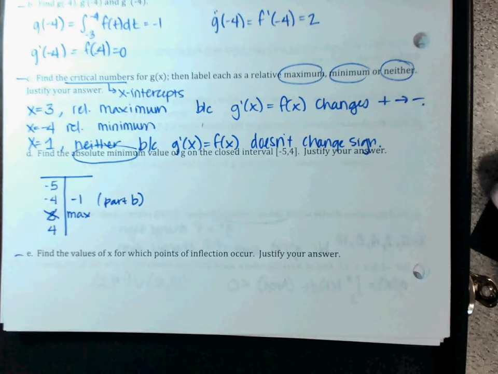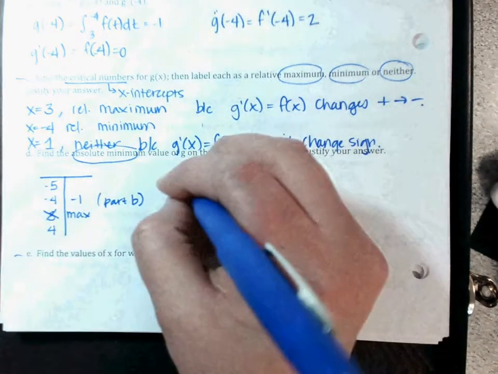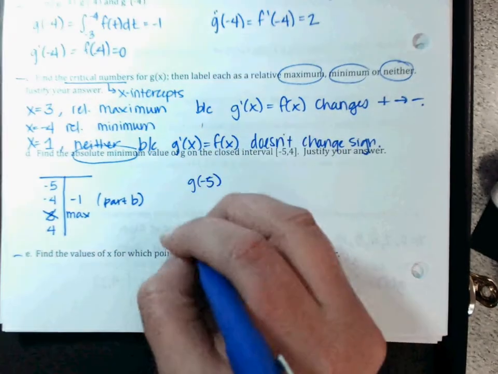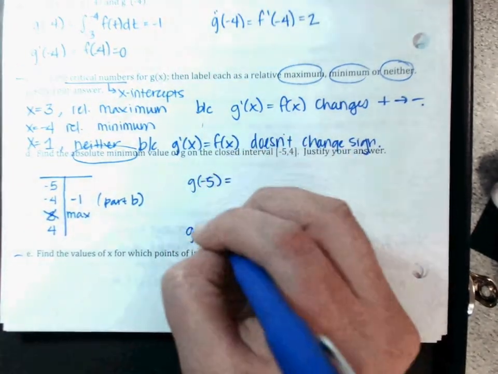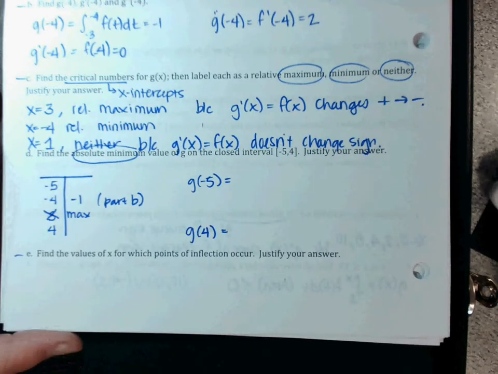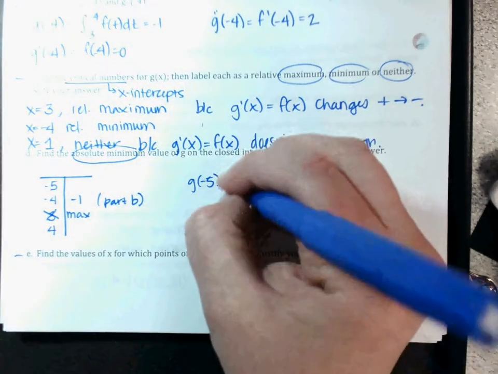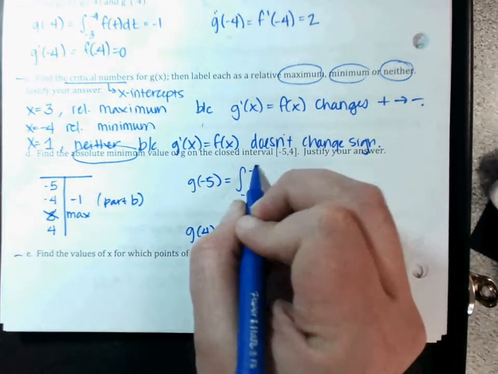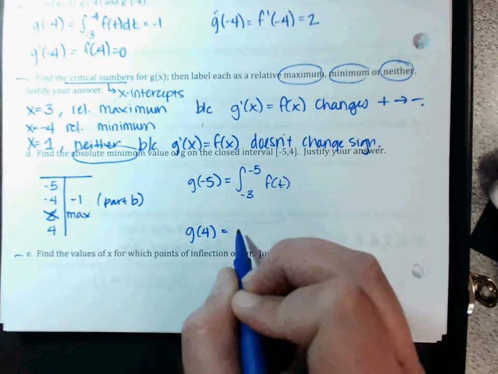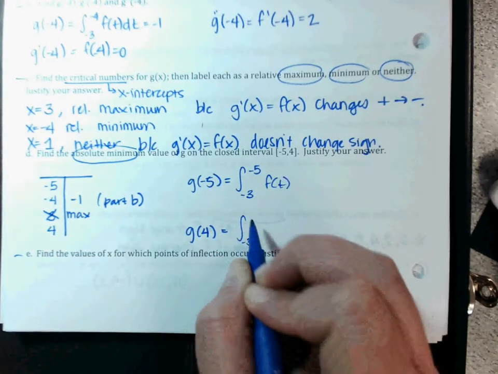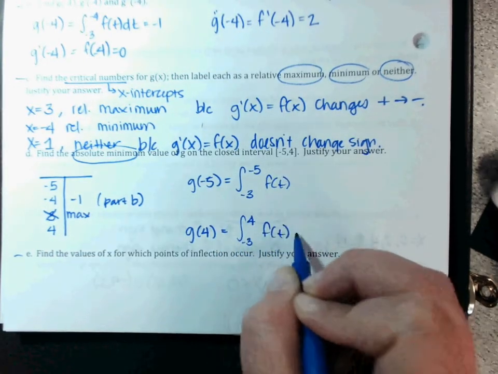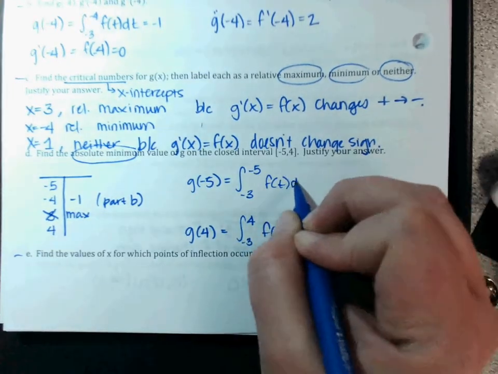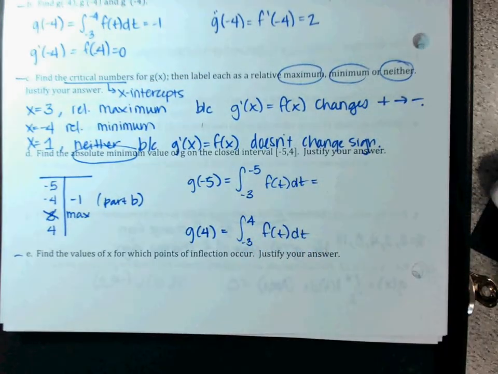Okay, then from here, I need to find negative 5 and I need to find 4. So I'm going to find G of negative 5 first, G of 4 second. And remember that G is the function that still has the integral in it. Where does the integral start every time? Negative, yep, 3. So it'd be negative 3 to negative 5, and then negative 3 till 4. Okay, so do both of those.